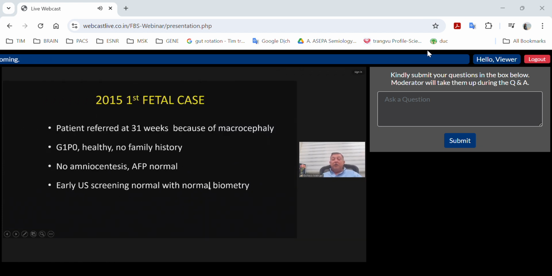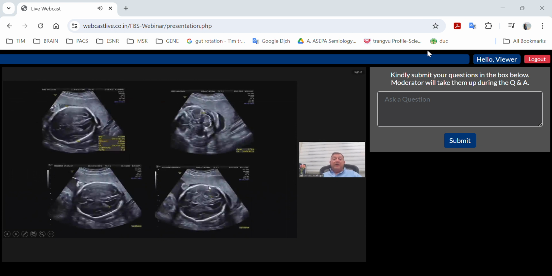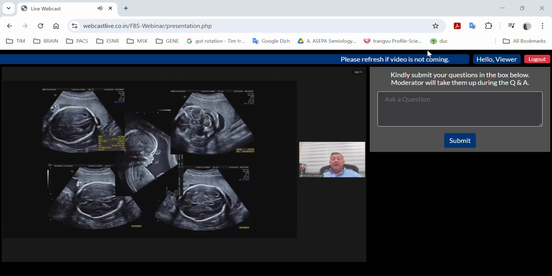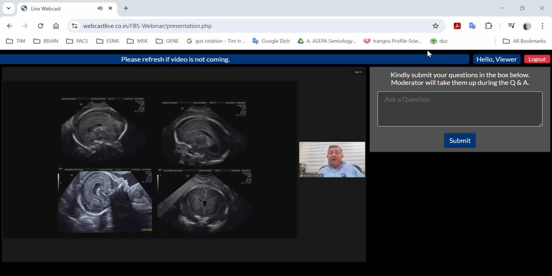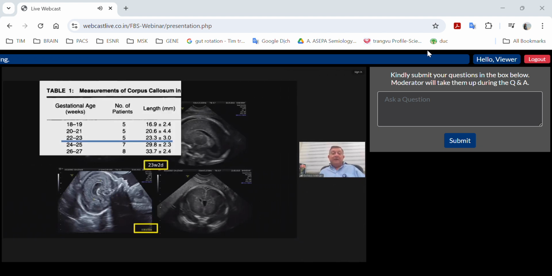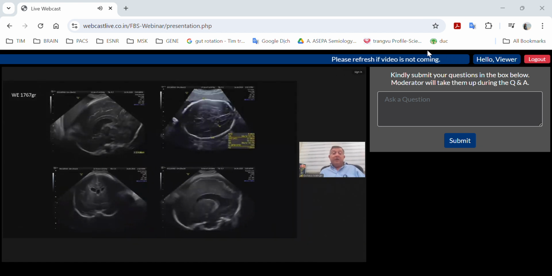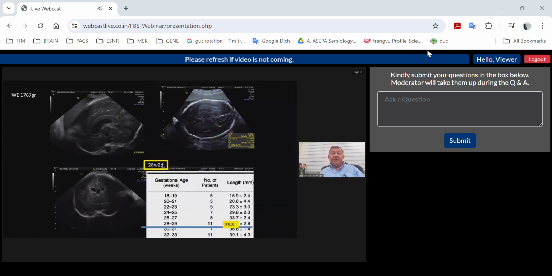Patient referred because of microcephaly, no family history, no amniocentesis, the alpha fetoprotein was normal, early ultrasound screening normal with normal biometry, and this is the ultrasound at 23 weeks, and what you can see is a fetus with a very big head. You see that the relationship between the head and the face is in favor of the head, and the corpus callosum measured 37 millimeters at 23 weeks. The normal corpus callosum should be a bit smaller, at least smaller than 30 millimeters.